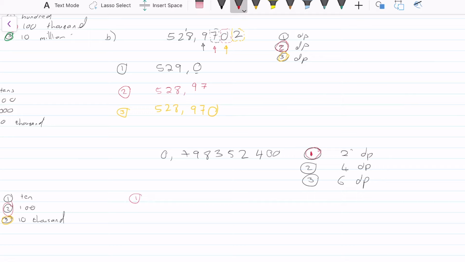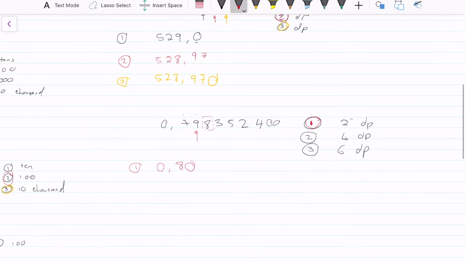Okay, looking at the first question, we want 2 decimal places. So we go 1, 2. Here's our number. The number of interest is the next number, which is an 8. 8 is greater than 5, so we're rounding up. When we round 9 up, it becomes a 10. So this becomes 0,80. Okay, and we have 2 decimal places.